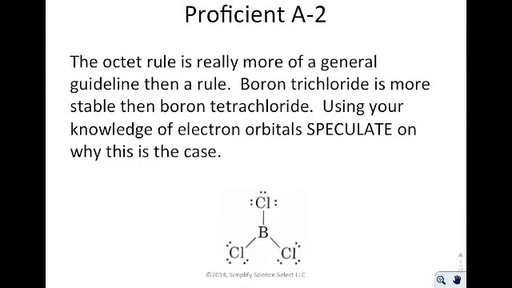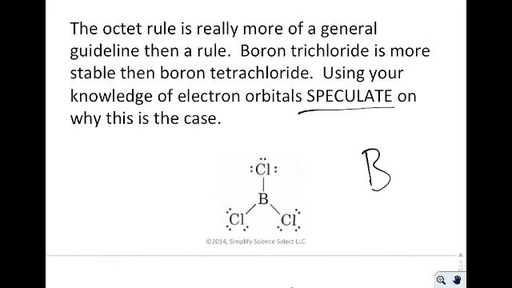Okay, it says the octet rule is really more of a general guideline than a rule. The molecule boron trichloride is more stable than boron tetrachloride. Using your knowledge of electron orbitals, speculate on why this is the case. So once again, we're speculating. We're not going to know the exact answer, but we know that boron initially has 3 valence electrons.